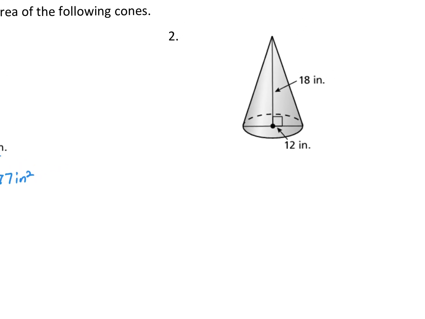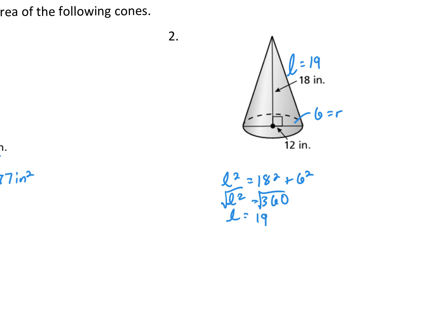Number 2, same thing, but here the r is 6. This 18 is not the slant. The slant is on the outside, the distance on the outside. So we have a right triangle here with the 6 and the 18. The slant is right here. We just have to use the Pythagorean theorem to find the slant. So L squared must equal 18 squared plus 6 squared. 18 squared plus 6 squared is 360. Square root that to get L. L is then 19. Now we have L.